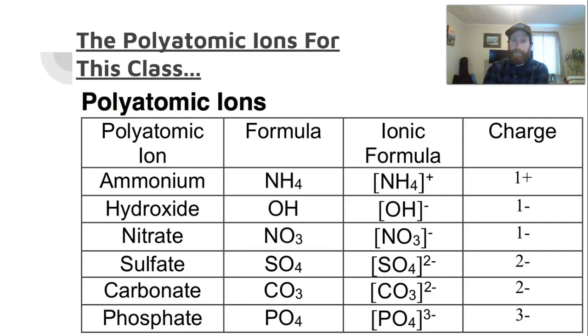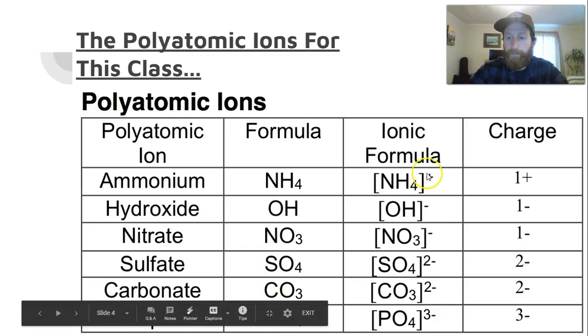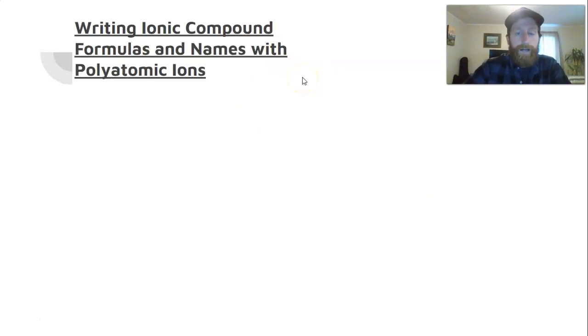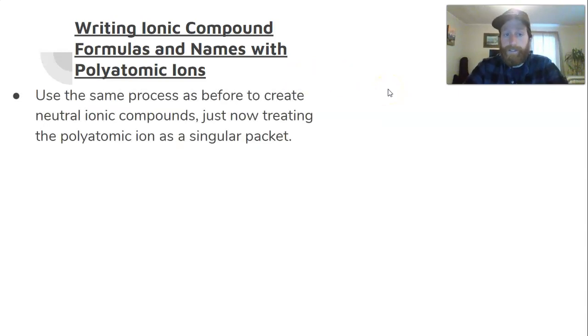The key piece here is that everything you've already learned about ionic compounds still stands. Don't get thrown off by the fact that these ions have multiple elements. Treat each polyatomic ion as just a single packet, a single thing, like we did previously when we were dealing with sodium with a +1 charge, or chlorine with a -1 charge. So when it comes to writing ionic compound formulas and names with polyatomic ions, we're going to use the same process as before to create neutral ionic compounds.